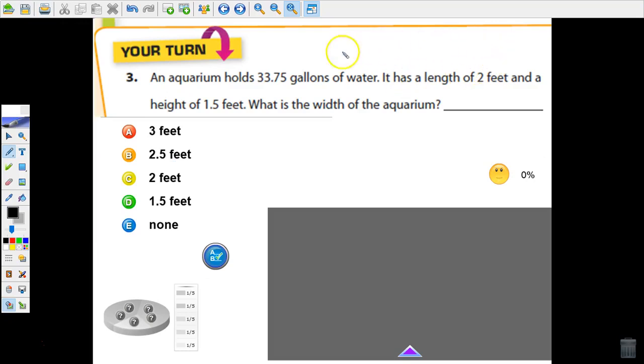Here goes, your turn. Remember, we just did an example on this, so if you need any help with this problem, go back and look at the example. Go back and look at what I just taught you. Okay? It's your turn, so please pause.